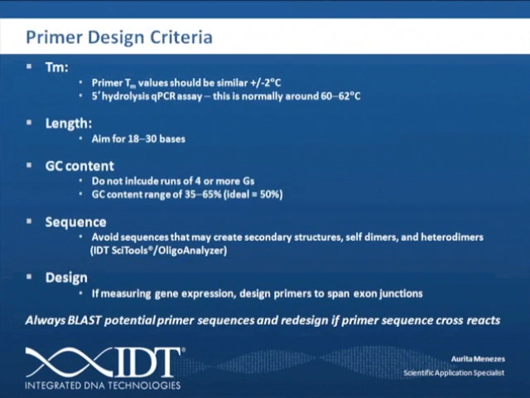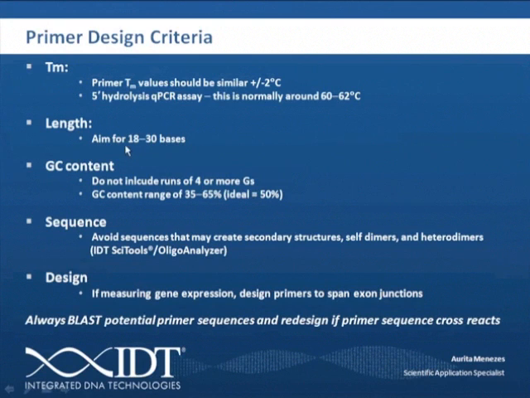In terms of primer design criteria, what you would need to do is to make sure that your primer TM values are similar within plus or minus 2 degrees. You want to make sure that both your primers find their target at the temperature that you desire. In 5' hydrolysis qPCR assays, this is normally around 60 to 62 degrees. That is where we design our primers at.